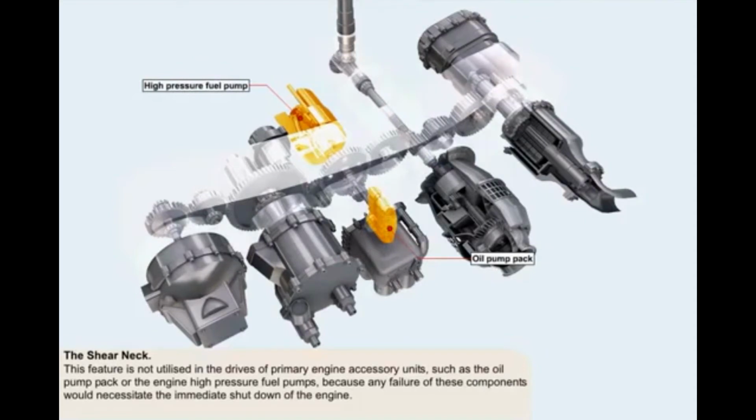This feature is not utilized in the drives of primary engine accessory units, such as the oil pump pack or the engine high-pressure fuel pumps, because any failure of these components would necessitate the immediate shutdown of the engine. This concludes the lesson on gearboxes.